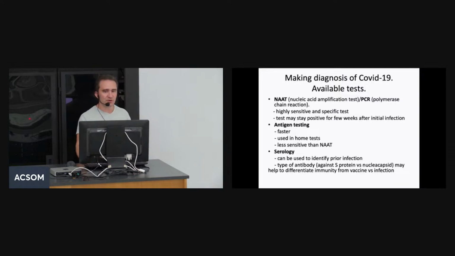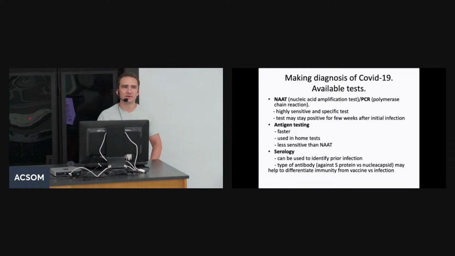And usually it wouldn't stay positive for a long time. And then there's serology, when you check antibodies. It can be used to identify prior infection. If you check antibodies against S protein, it would be the same antibody whether you had a vaccine or you had infection, you will not be able to tell the difference.